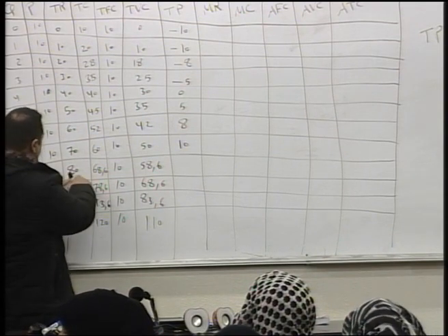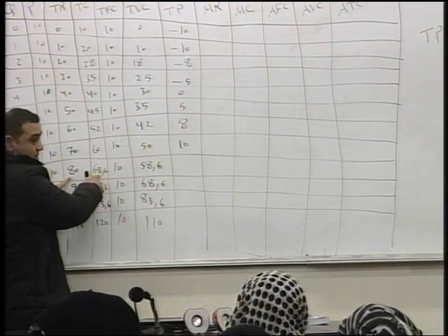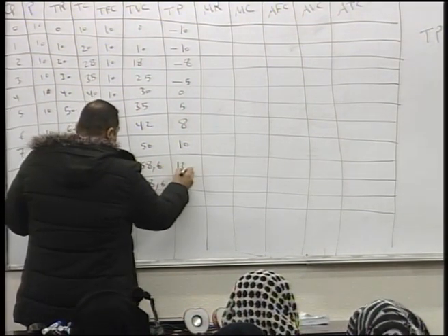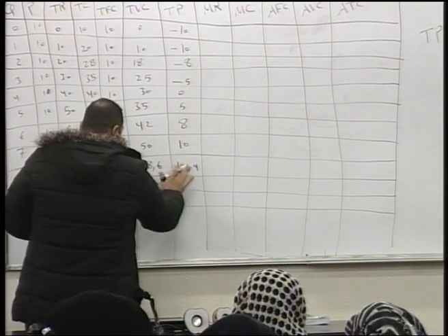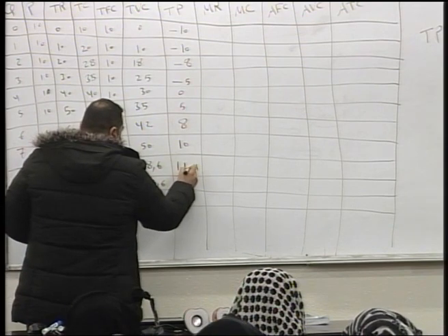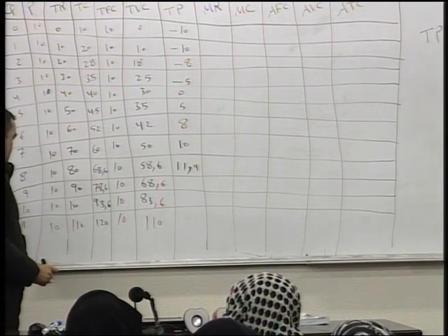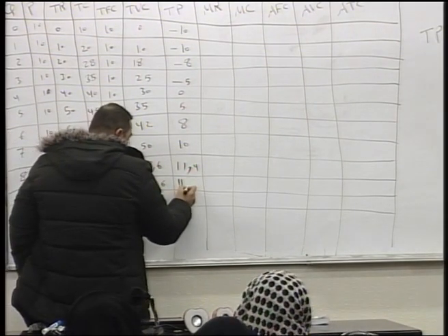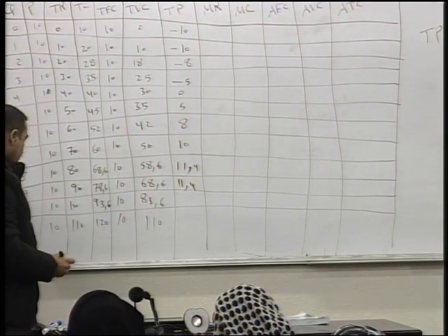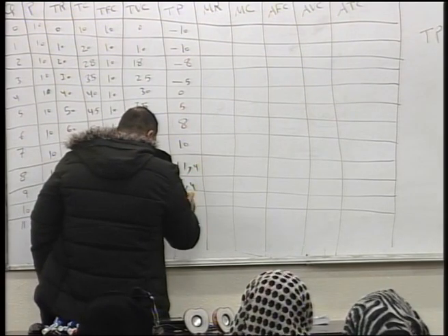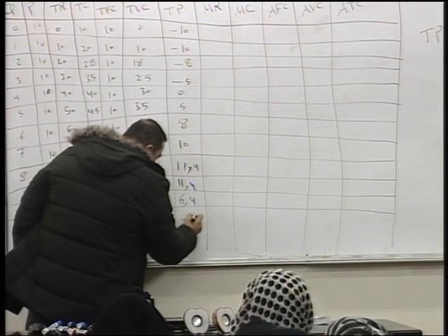80 minus 68.6, how much is it? 11.4. Give us exact numbers. And the next one, also 11.4. And then 6.4. Right? And then minus 10.